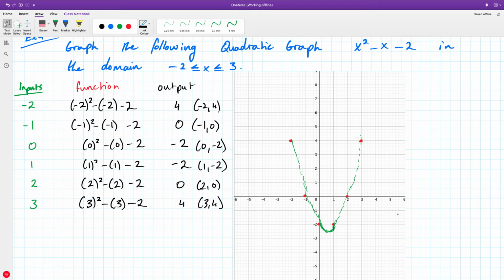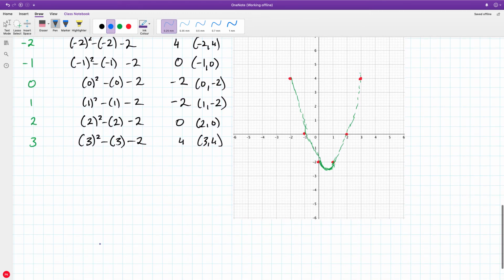Right. I'm going to give you another one now, but you can do it on the calculator and just write down the points. Is that right? So I want you to graph the following. And we're nearly there, guys. Only 15 minutes left.